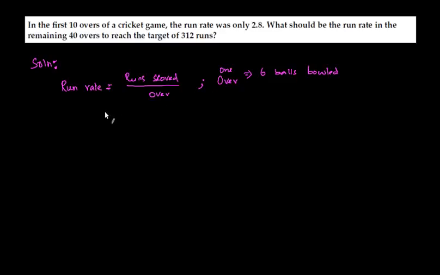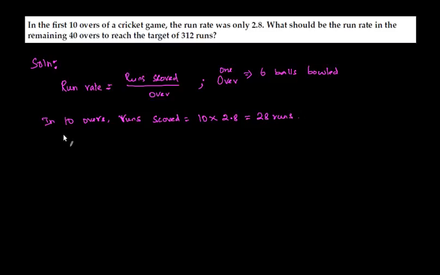Okay, anyway, let's make it clear here. So run rate means runs scored per over. Okay, which means how many runs have been scored in the first 10 overs. In the first 10 overs, runs scored is equal to: there are 10 overs and each over 2.8 runs have been scored, so 28 runs have been scored in the first 10 overs.